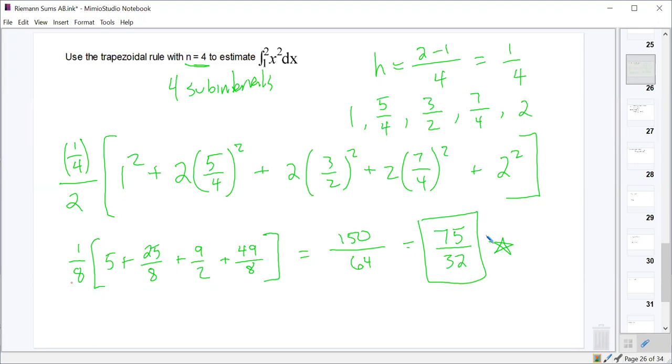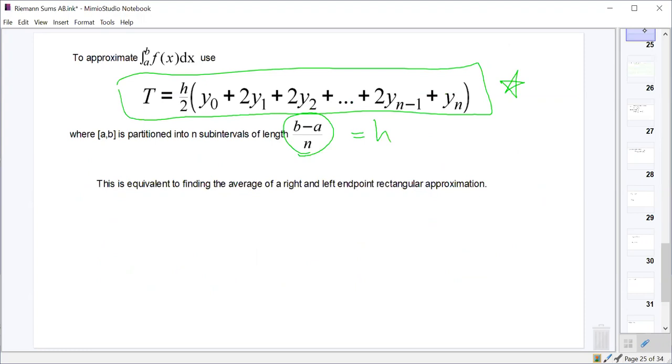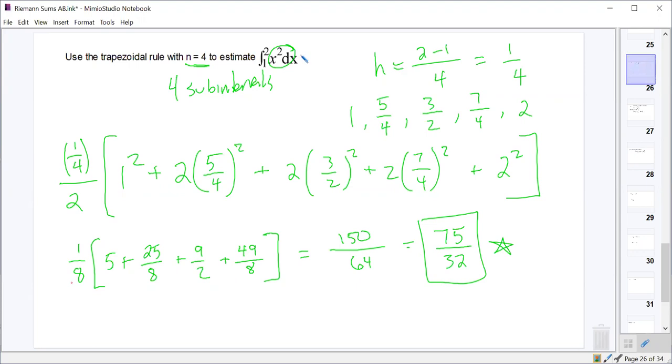So is the reason we're squaring everything just because the integral has x squared in it? Right, exactly. If that was x cubed, these would all be cubed. If that was sine x, then it would be sine of 1, sine of 5/4, sine of 3/2, and so on. Depends on whatever that function is. These are the y values, according to our formula, and so we use whatever our function is to get those y values. What happened to the 2 squared? That was 4, and I just added it to the 1.